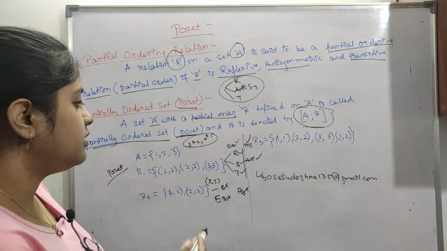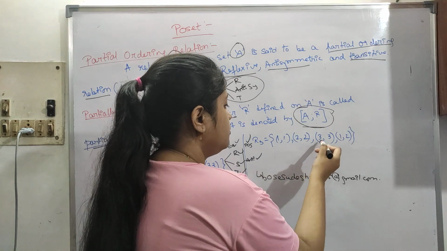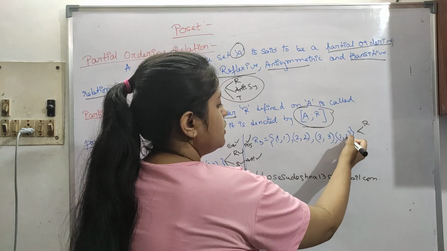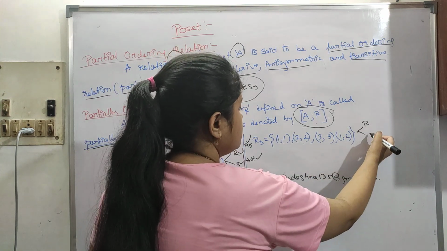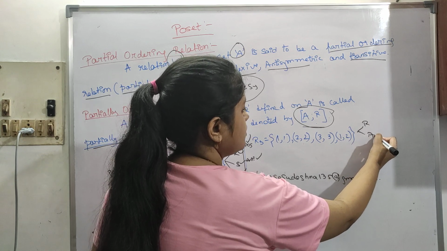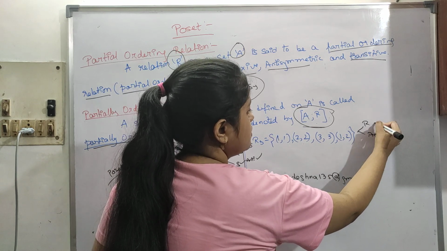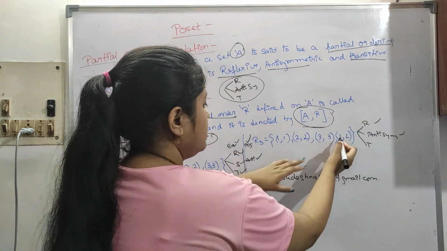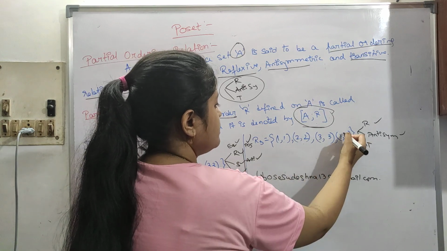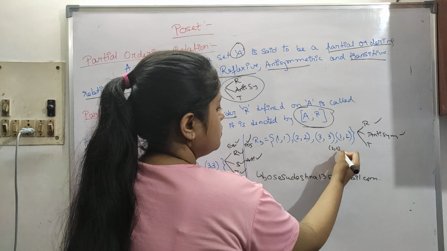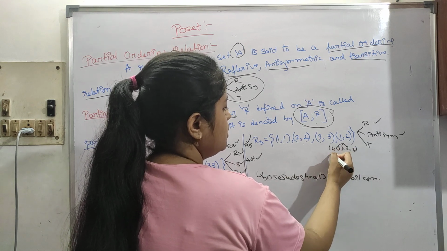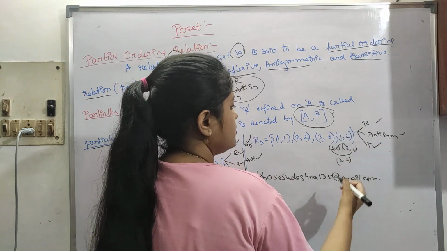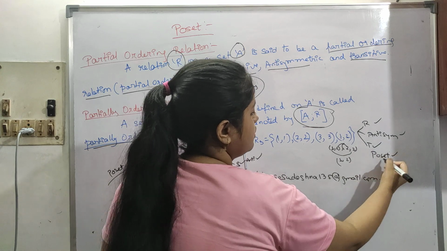Now let's see R3. R3 has (1,1), (2,2), (3,3), all the diagonal elements present, so it is reflexive. It is not symmetric, because (1,2) is present but (2,1) is not. So it is antisymmetric, but not equivalence. Now transitive: (1,2) and (2,2) are present, so (1,2) has to be present, and it is already present. So this is transitive also. So this is a poset. I hope you have understood this.